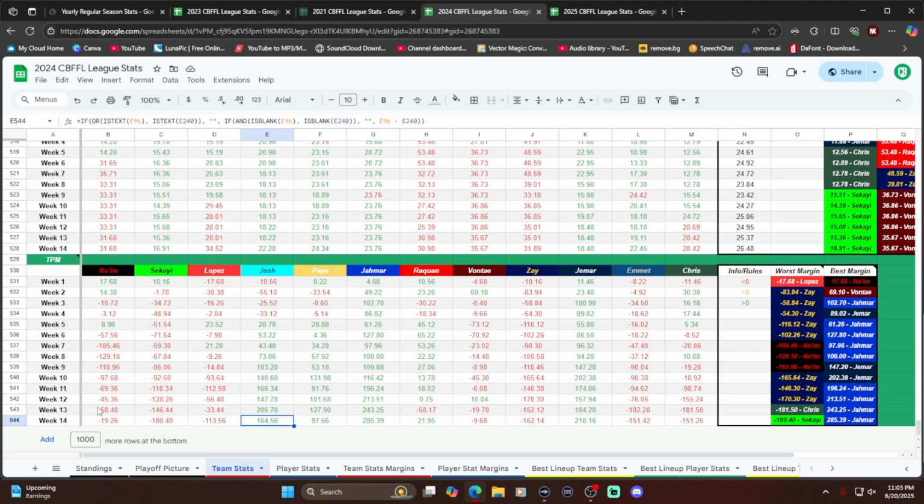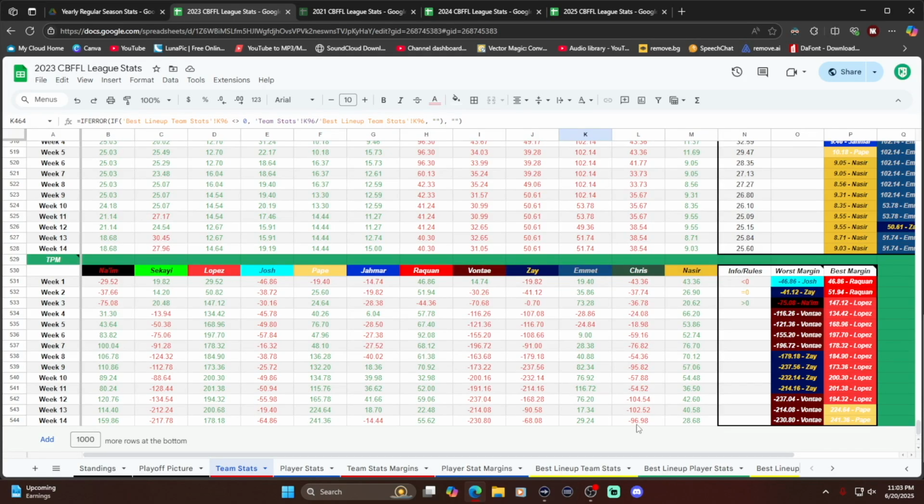It's not the first time that's happened in history where a team with a negative total point margin made the playoffs. Chris was one of them also. He had a negative 96, but still made the playoffs. Chris made the playoffs that year. This year had a positive one. He missed the playoffs. Emmett had a low one. He made the playoffs. Raekwon, he made the playoffs.